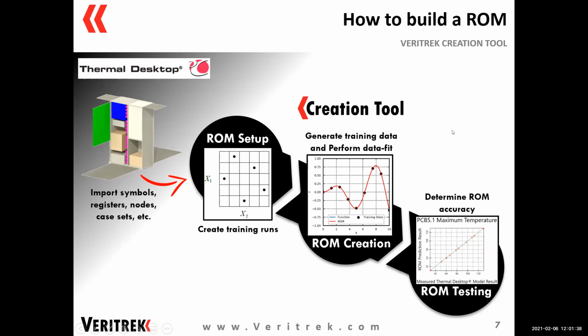And so once the training data is generated within Veritrek, we use our robust data fitting algorithm to complete the reduced order model creation. And then we also have a ROM testing step within the software as well to give users a sense of the accuracy and performance of the reduced order model. So we do a direct comparison with the high fidelity thermal model results and the ROM predictions to make sure that the ROM that we create is accurate.